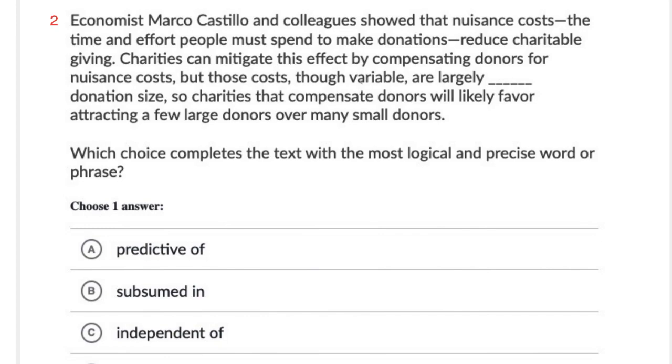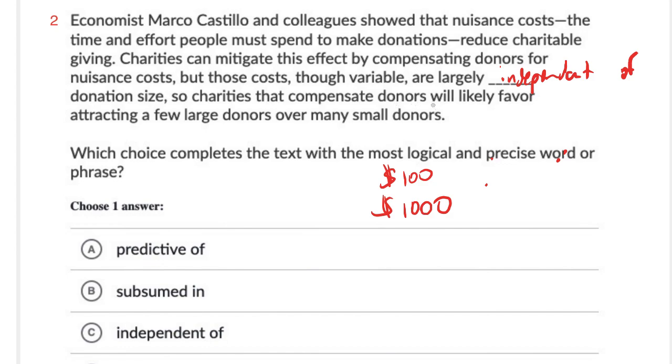So they're saying that charities can compensate donors for nuisance costs. They might say, here, I'll give you $5 for the fact that you mailed us this check. But those costs are largely, maybe I'm remembering the answer here, independent of donation size, meaning that whether you write a check for $100 or $1,000, you still have to get the envelope, write the check, go to the post office, etc. So they're largely independent of donation size.